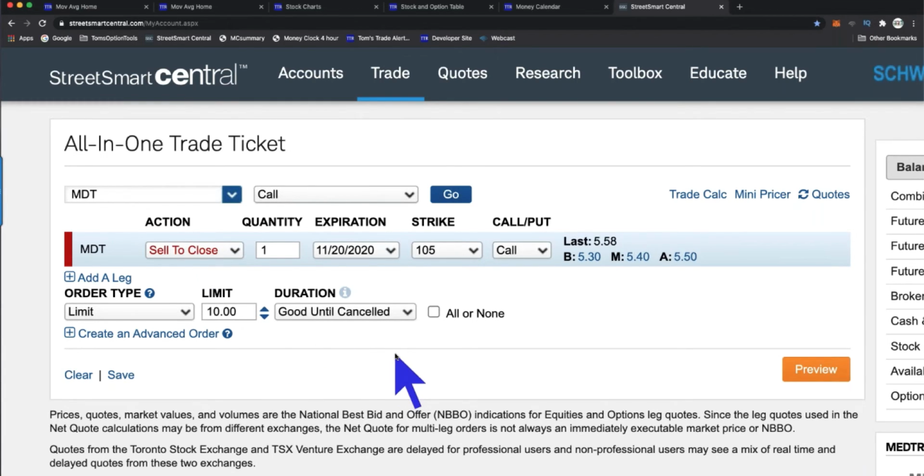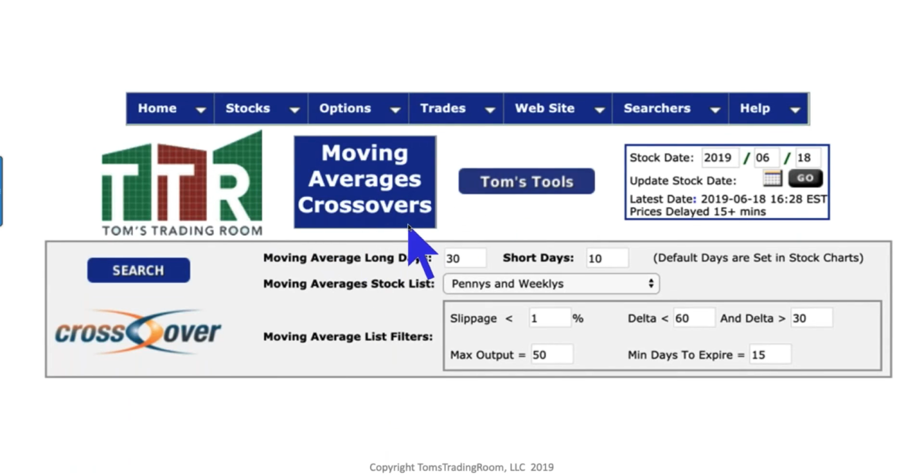Now, again, we were looking at several different opportunities using moving average crossovers. You can find moving average crossovers, and you put in the 10 and the 30 simple moving average on practically any piece of software will do it. Okay, I use my own tools because I have my own ways of scanning, and I can go in and type in everything from pennies and weeklies, which is a stock list that I've created. I can also say I want the slippage to be very low. That the slippage is the difference between the bid and the offer, okay, relative to the price of the stock.